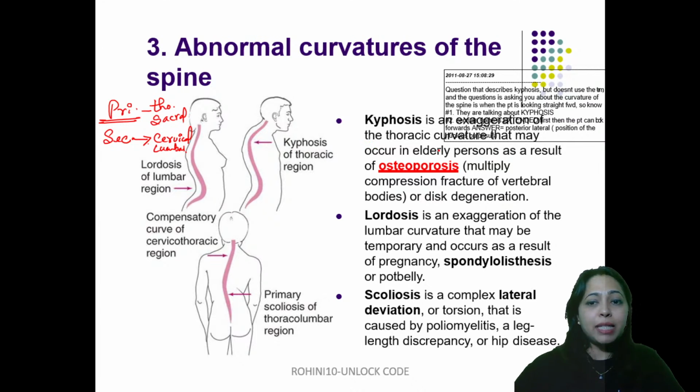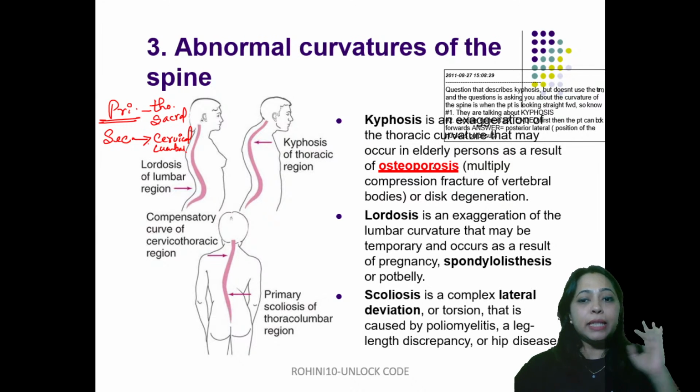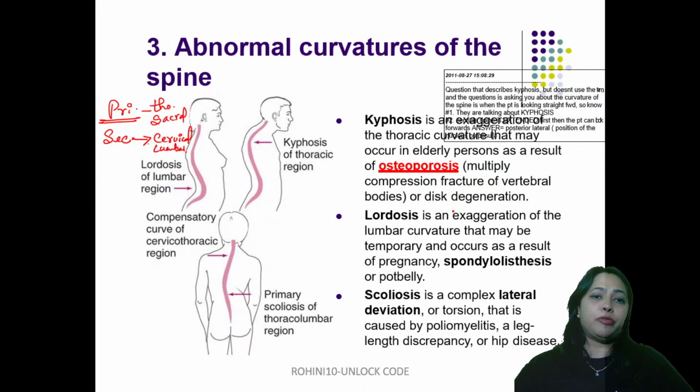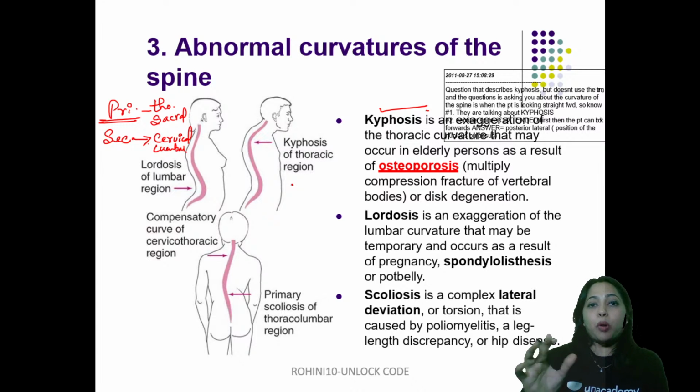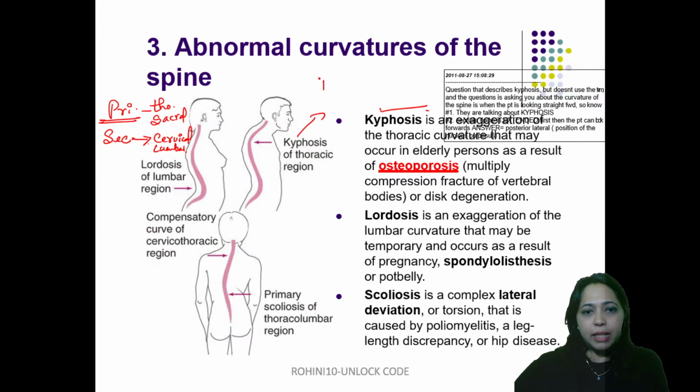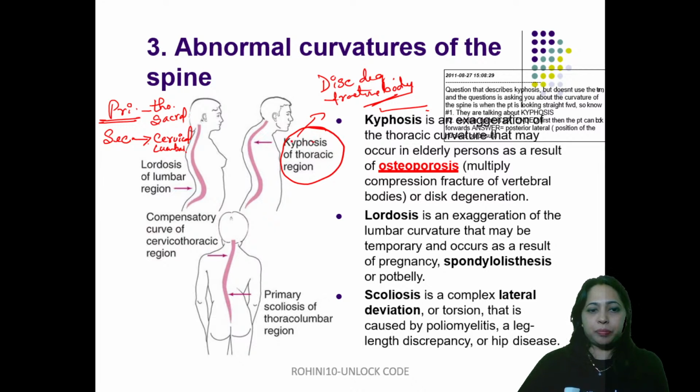Here it is the thoracic curvature that may occur in elderly people, that is known as osteoporosis. Sometimes multiple fractures can also result in such a posture, kyphosis. Disc degeneration also results in kyphosis. Fracture of the vertebral bodies also can result in kyphosis. So all this is because of disc degeneration, or it could also be because of the fracture of the body. That is kyphosis of the thoracic region.